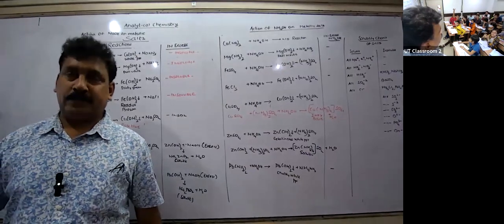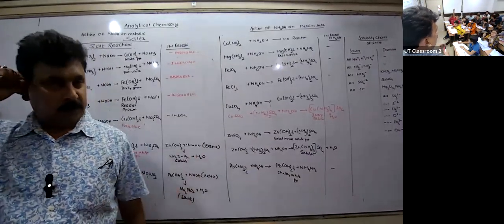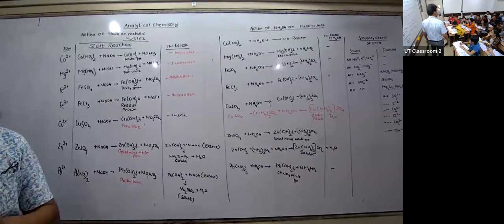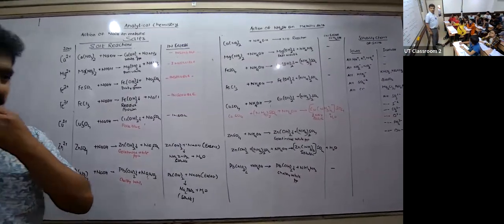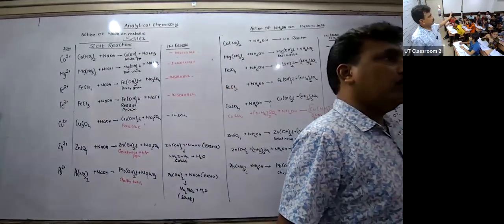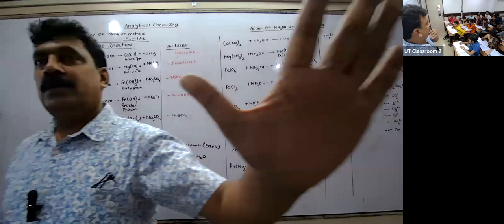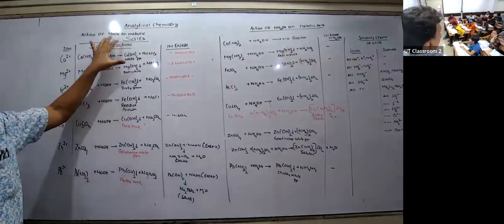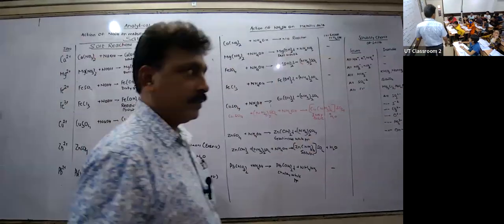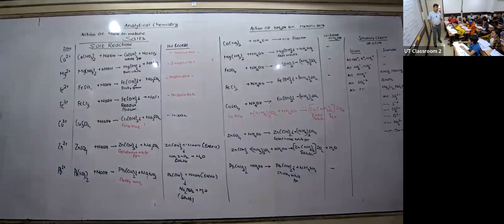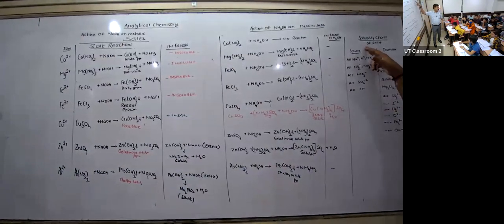Now, continuously work. Now, we have to really work very hard. Okay, now listen to it carefully. We have to work on this: action of sodium hydroxide on metallic salts, as well as ammonium hydroxide on metallic salts. Listen to it carefully. But before that, we have to go for the solubility of salts.